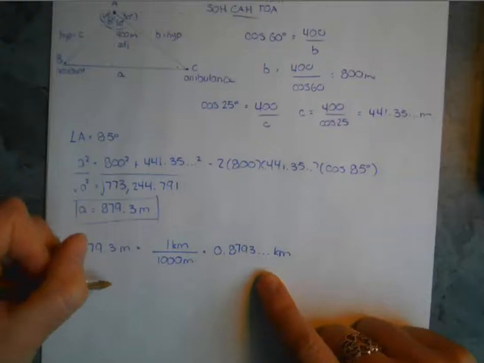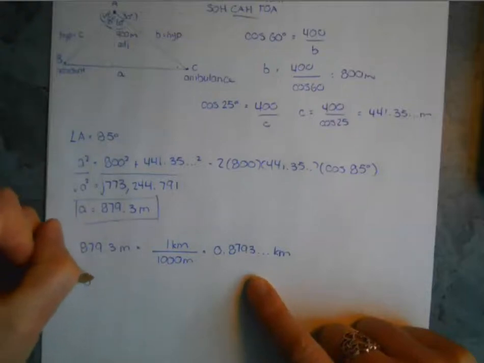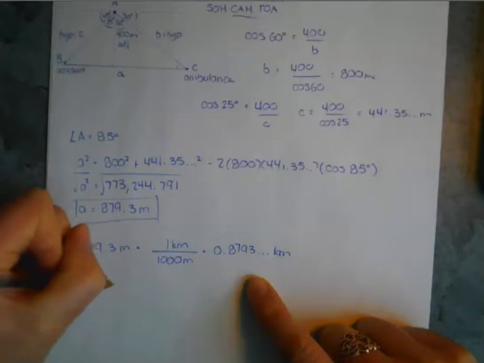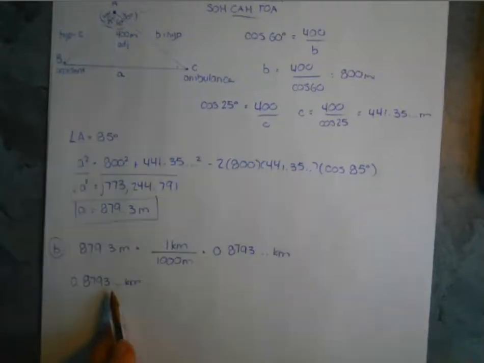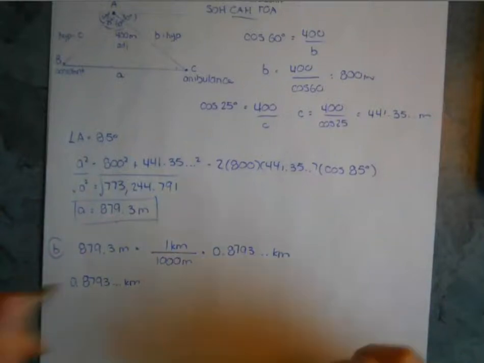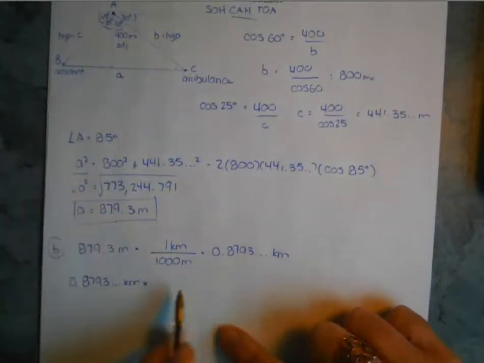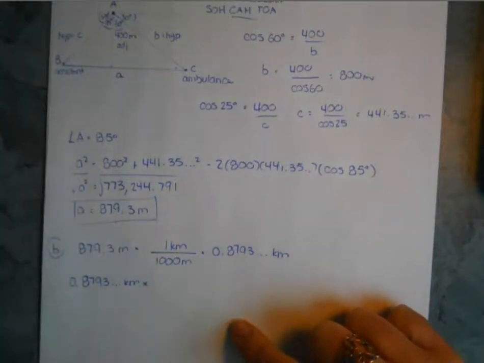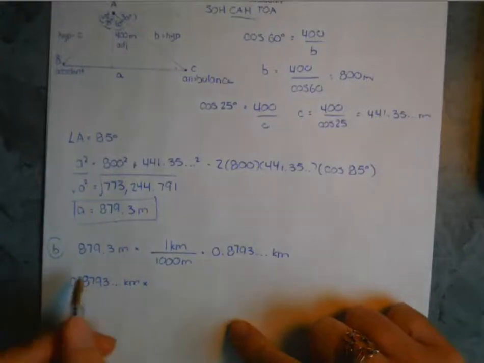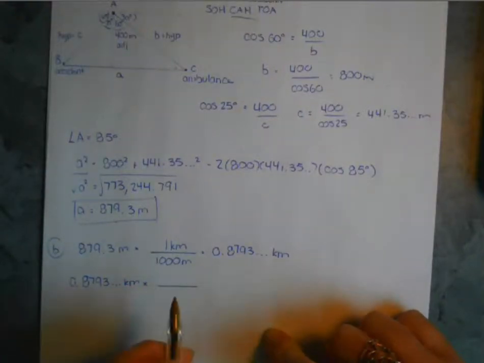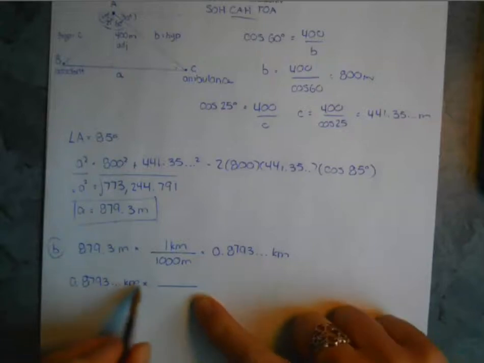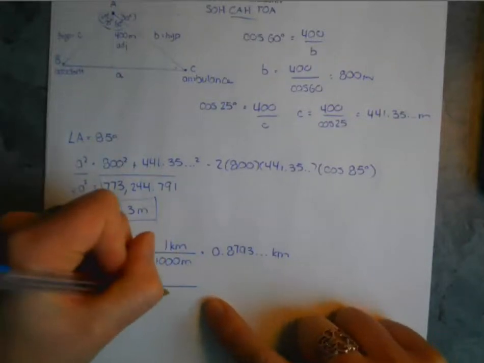So what we would need to do again is, with 0.8793 kilometers as our distance, figure out how much time it's going to take. I'm going to set up my speed as a conversion factor again. What I want to find in the end is how many hours it takes, and what I know is kilometers. So I want my kilometers to cancel out, so I'm going to set up my speed like this.